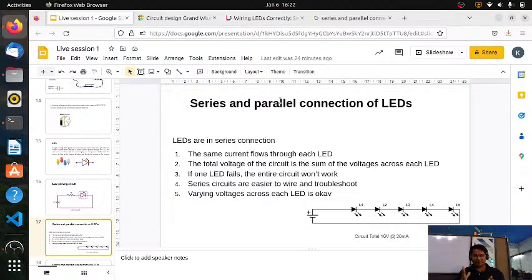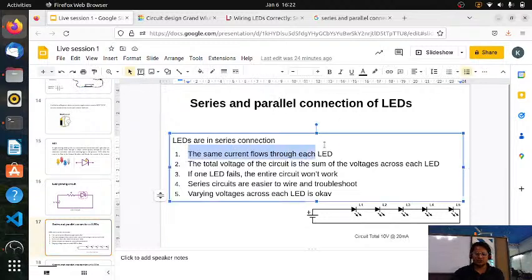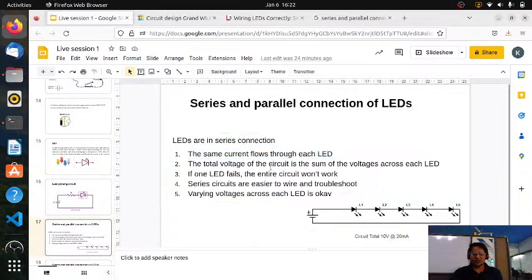So what happens in series connection? The same current flows through each LED. The first thing you can see, the same current flows through each LED. The total voltage of the circuit is the sum of the voltage across each LED. So here I am reading the things, but apart from this we will be doing the practical things, so that line by line we will get to know all the things. First line is the same current flows through each LED.